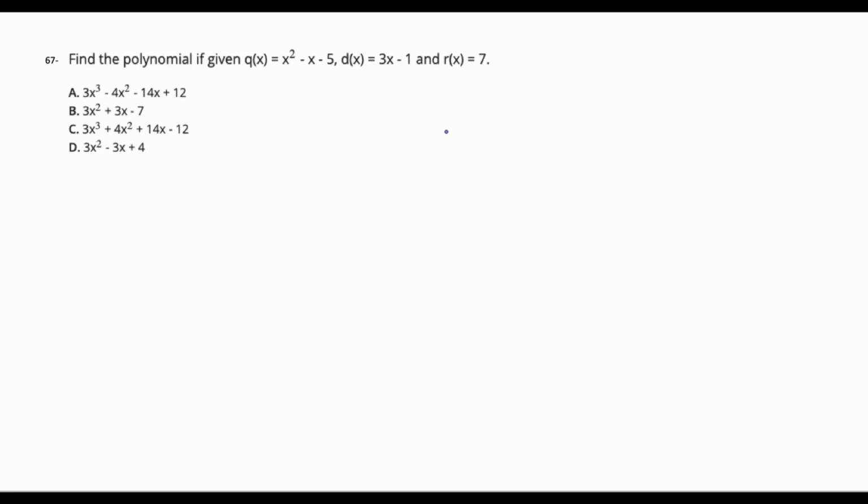Question 67 says, find the polynomial if given Q(x) is equal to x squared minus x minus 5, and D(x) is equal to 3x minus 1, and R(x) is equal to 7. That Q(x) is the quotient, D(x) is the divisor, and R(x) is the remainder.